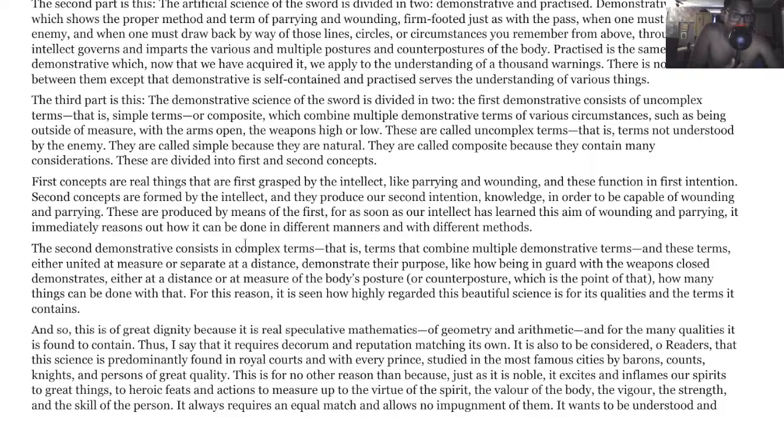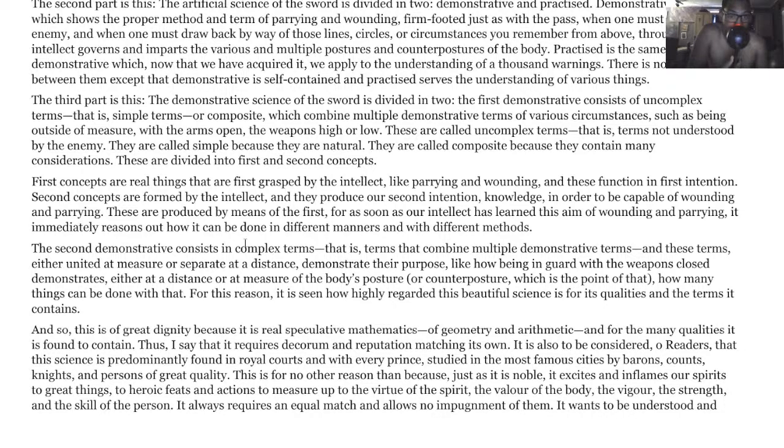The third part is this. The demonstrative science of the sword is divided into two. The first demonstrative consists of uncomplex terms, that is simple terms, or composite, which combine multiple demonstrative terms of various circumstances, such as being outside of measure, with the arms open, the weapons high or low. They are called uncomplex terms, that is, the terms not understood by the enemy. They are called simple because they are natural. They are called composite because they contain many considerations.